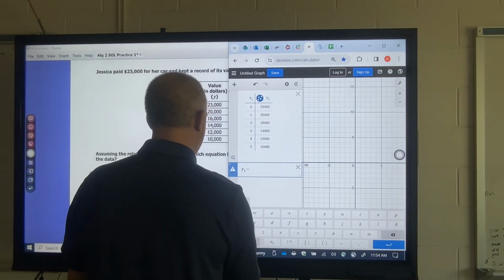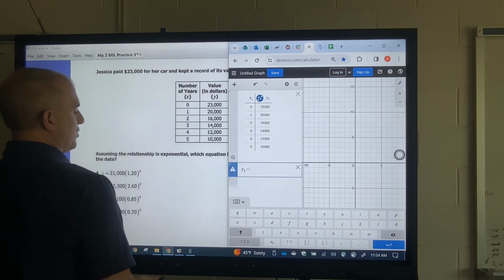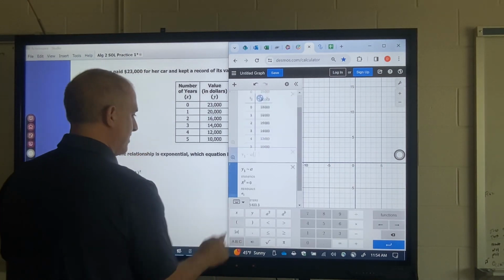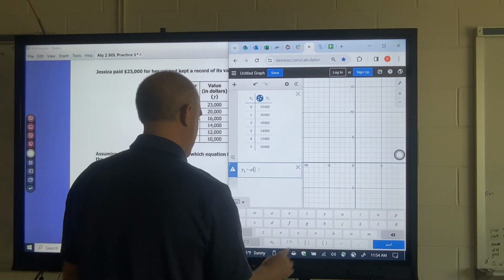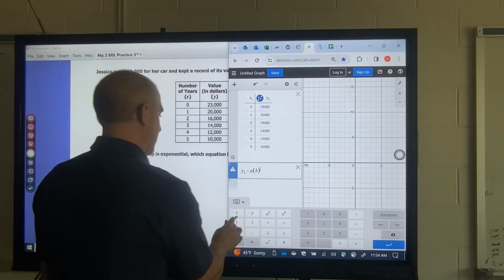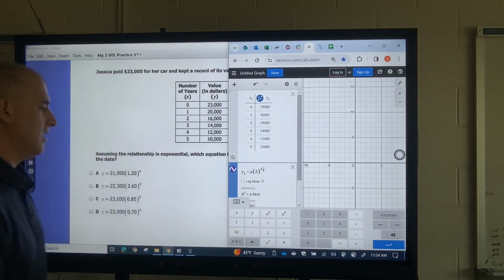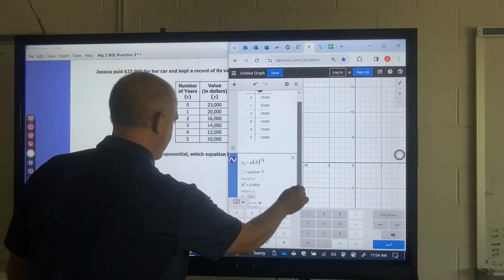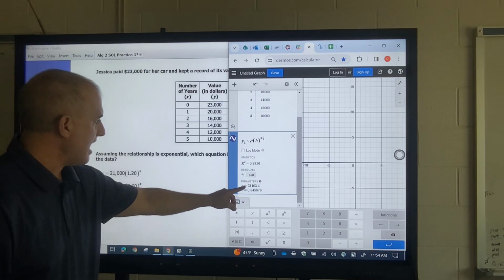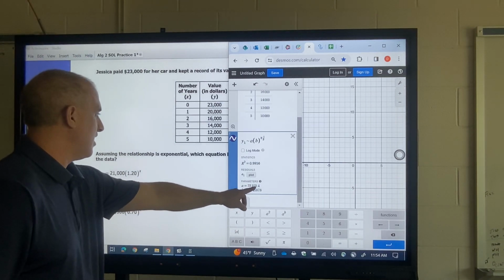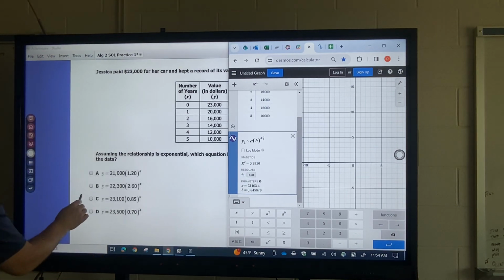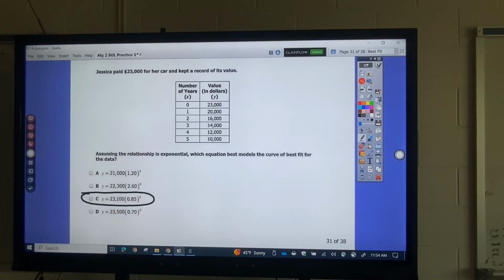Then I'm gonna do A, parentheses B, exponent to the x1. And if I scroll down, it tells me what the A would be. It would be 23,103, and the B would be 0.85. So which best one represents that? That would be that example.